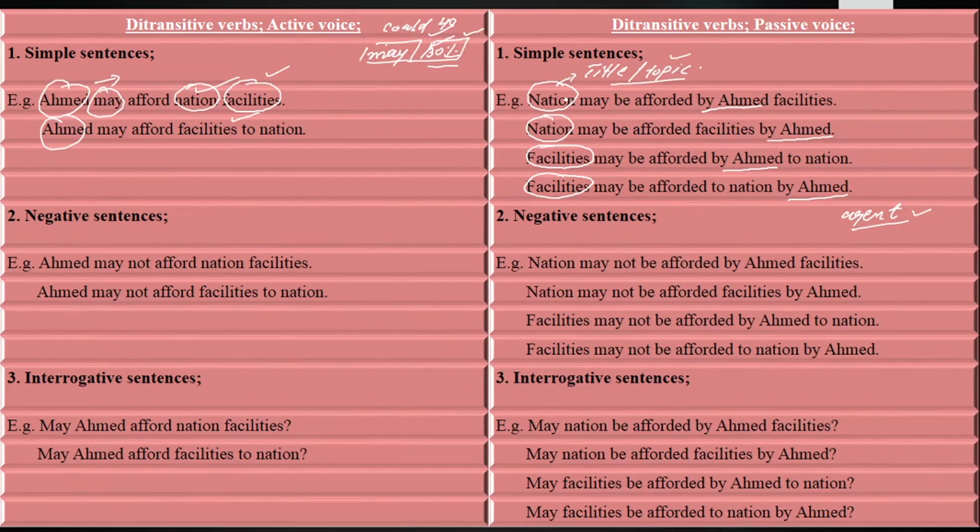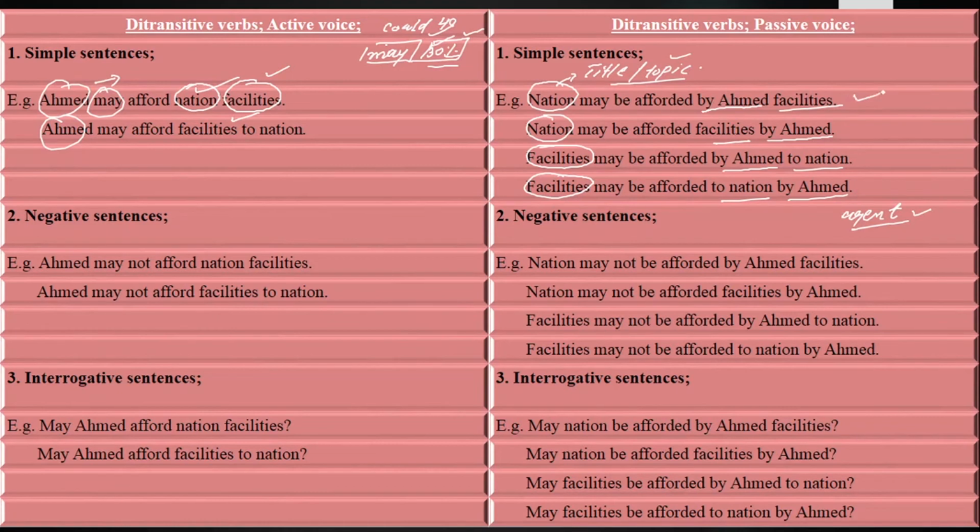And keep in your mind, when you bring nation in first and second sentence, by Ahmad will come at the beginning, facilities at the end, facilities at the beginning, Ahmad at the end. And facilities when comes the direct object at the beginning, so by Ahmad at the beginning, to nation at the end, to nation at the beginning, by Ahmad at the end. So that is the way to change them into passive voice.